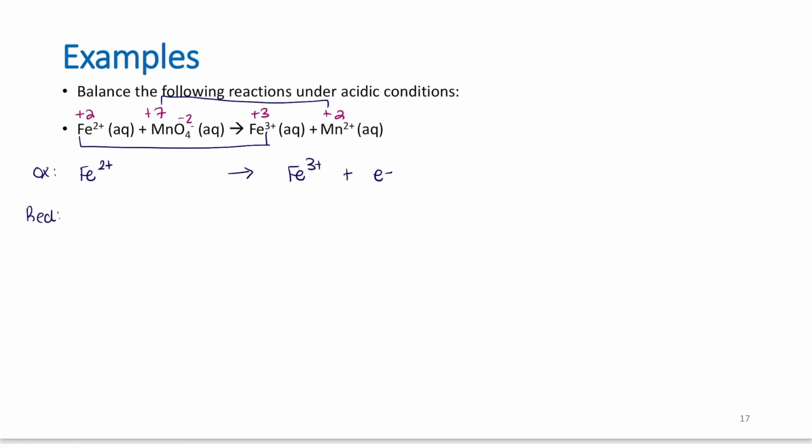And the reduction reaction, MnO4- giving me Mn2+. I do need to add 4 waters here to balance out my oxygens, and 8 protons here to balance out my hydrogens. And now I need to check my charges. -1 plus 8 gives me an overall +7. And +2. So I need to add 5 electrons here to get my charge to balance out.